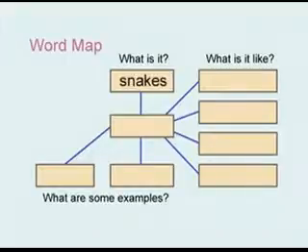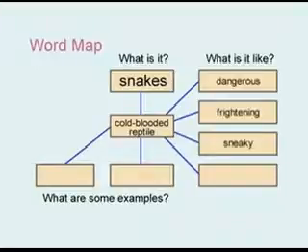In the upper grades, the word you are introducing might be snakes. A definition that would go in the what is it box would be a cold-blooded reptile. In the boxes under the label what is it like, the answers might include dangerous, frightening, sneaky. And then under what are some examples, students might write down rattlesnake, garter snake, python.